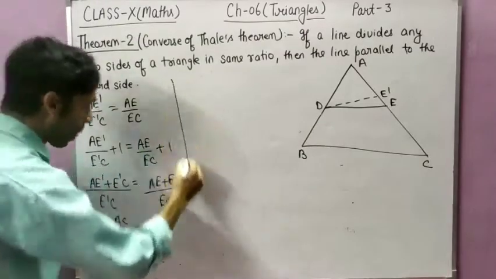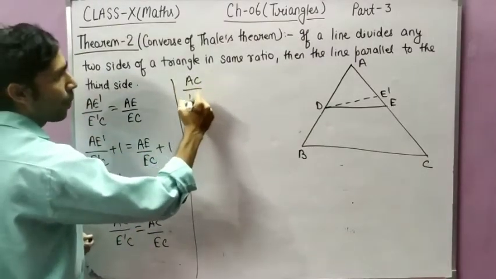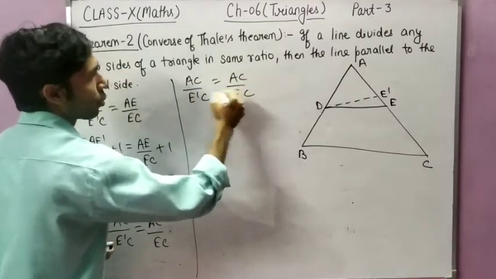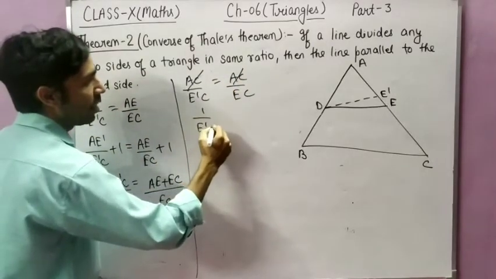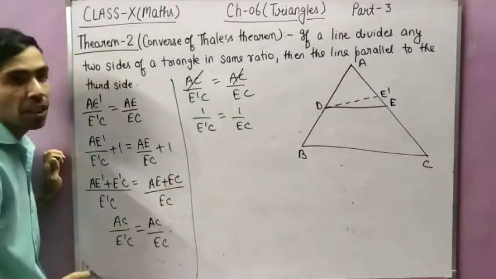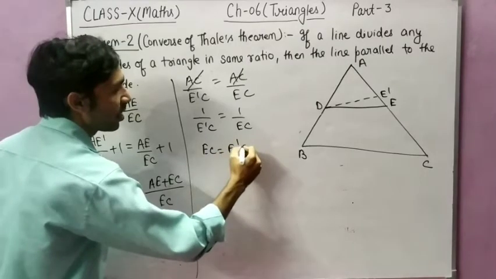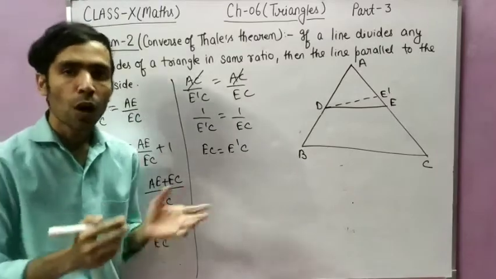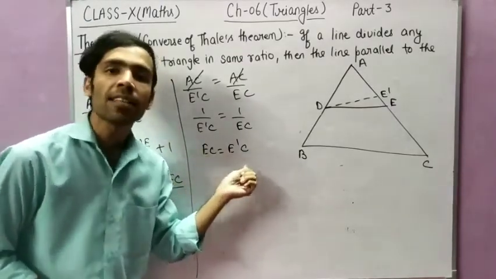Now student, see AC upon E dash C is equal to AC upon EC. So that AC will be cancelled. So 1 by E dash C will be equal to 1 by EC, or when we do cross multiplication, EC will be equal to E dash C. So after solving, student, we are getting EC is equal to E dash C.